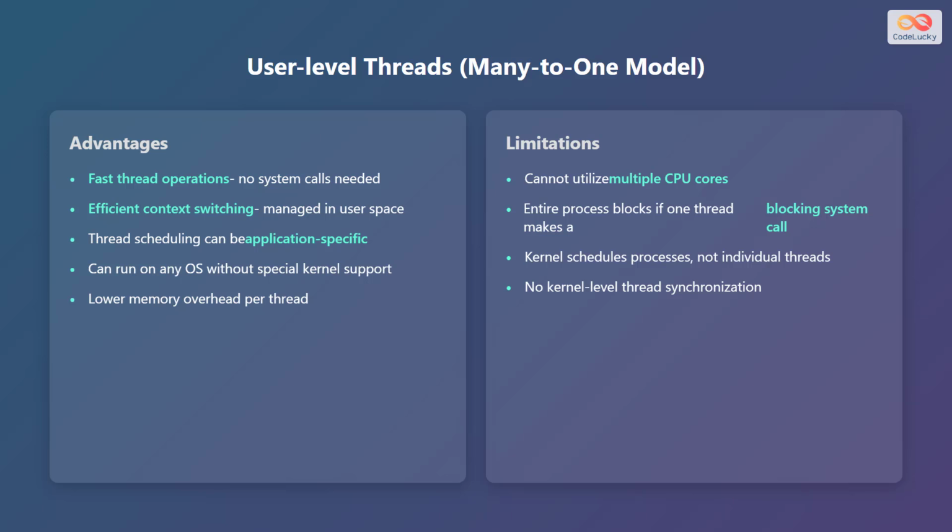However, user-level threads also have limitations. It cannot utilize multiple CPU cores. The entire process blocks if one thread makes a blocking system call. The kernel schedules processes, not individual threads. There is no kernel-level thread synchronization.